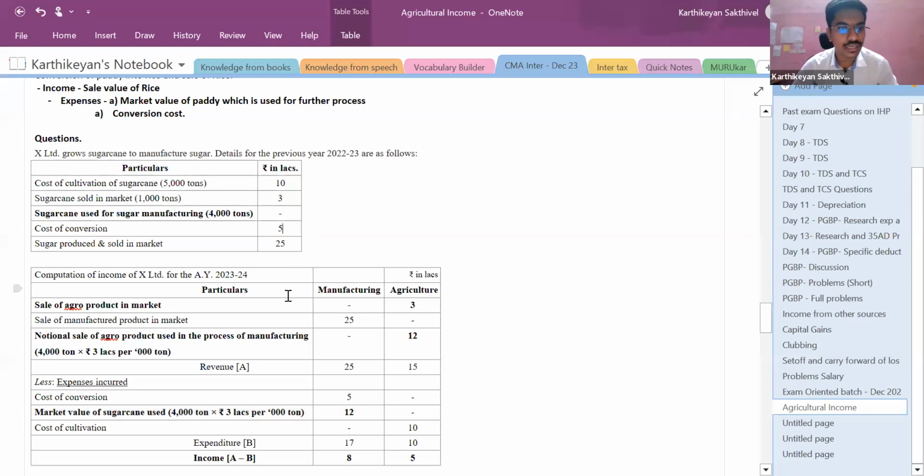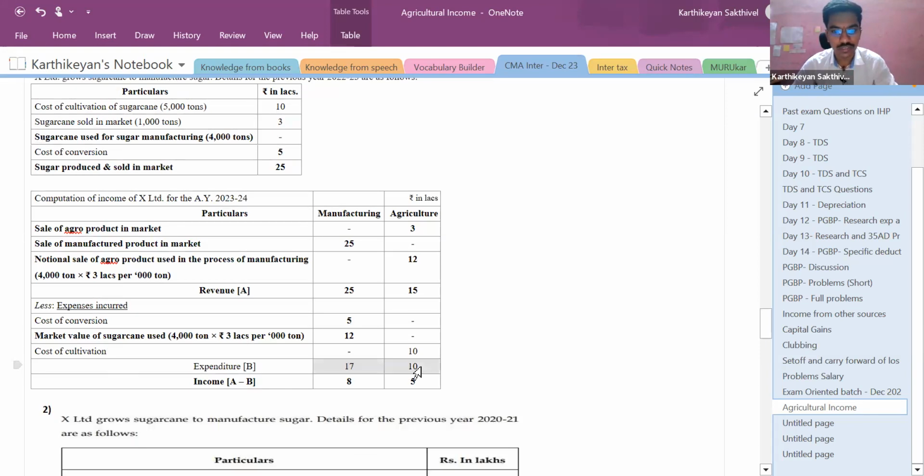Okay. Next, what is there? Sugar sold in the market, not sugarcane sold in the market. Sugar sold in the market for 25 lakhs. So that is my revenue. So what is my total revenue now? 25 lakhs and 15 lakhs. Right. Next is cost of conversion, which is 5 lakhs, and that 5 lakhs is obviously for business purposes alone. So that can also be claimed as an expenditure. Right. So the cost of cultivation they have given as 10 lakhs, so this is not going to have much impact. So this is 10 lakhs. Next, what is the total expenditure? 17 lakhs and 10 lakhs.